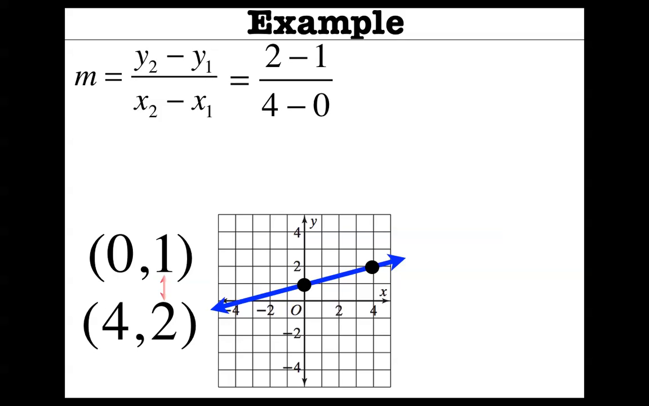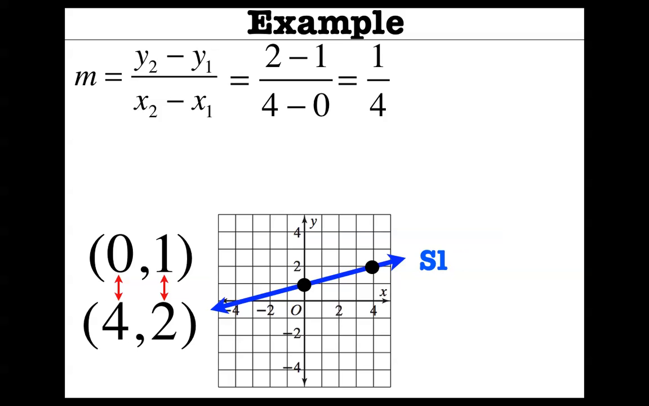In this case, the second y is 2, and the first y is 1, so we're going to do 2 minus 1 on top. The second x is 4, and the first x is 0, so we're going to do 4 minus 0 on the bottom. 2 minus 1 is 1, 4 minus 0 is 4, so the slope of this line is 1/4. It goes up 1 over 4.